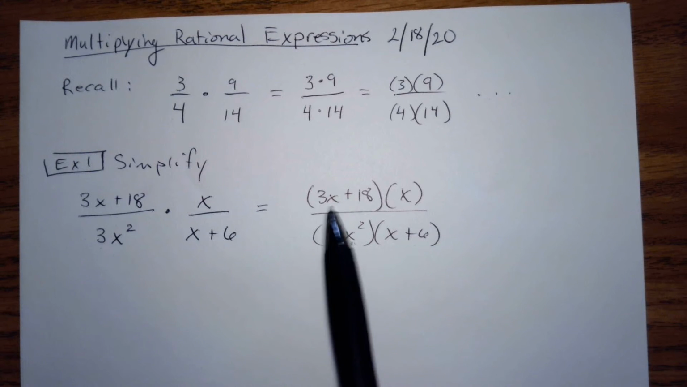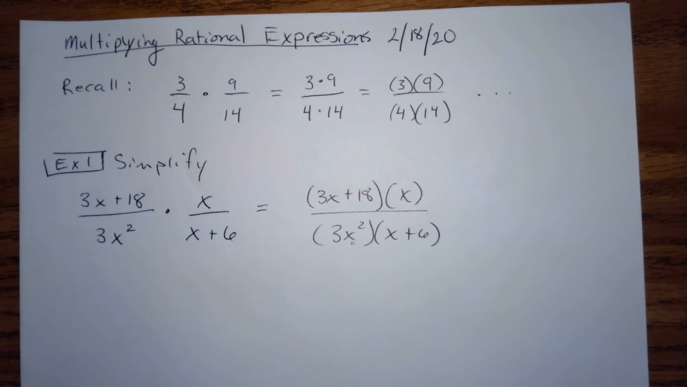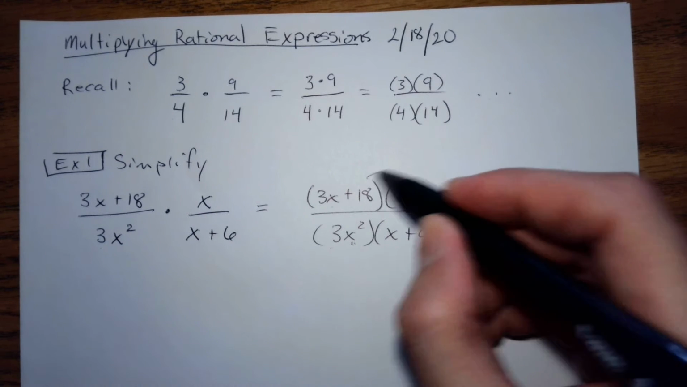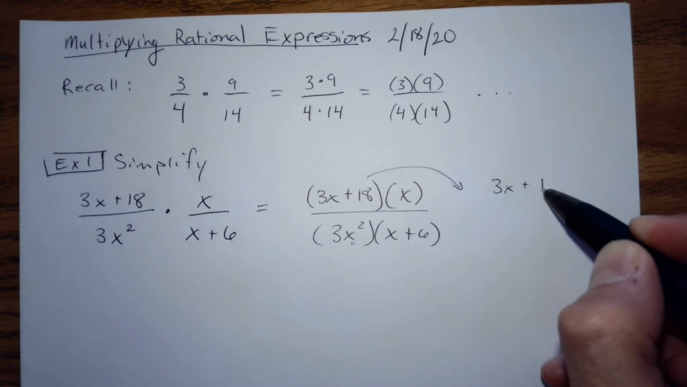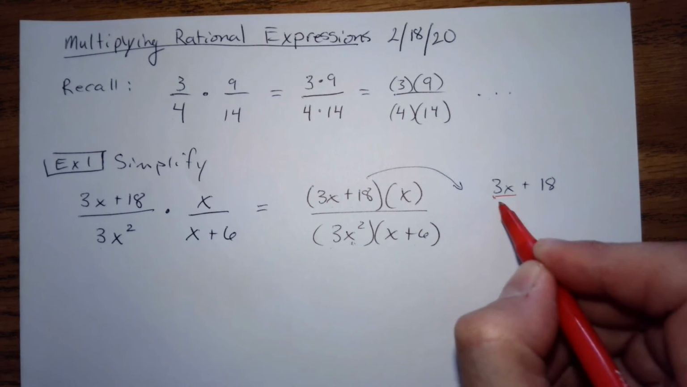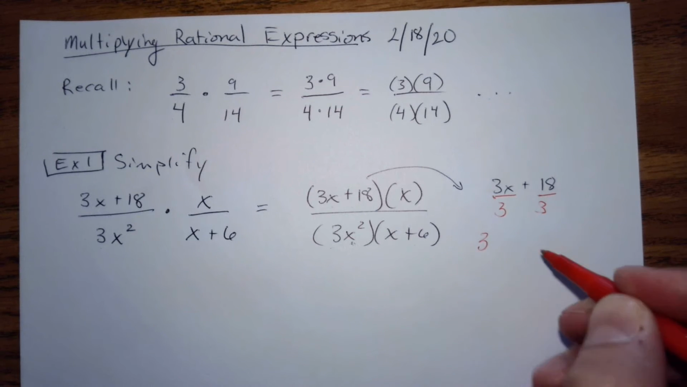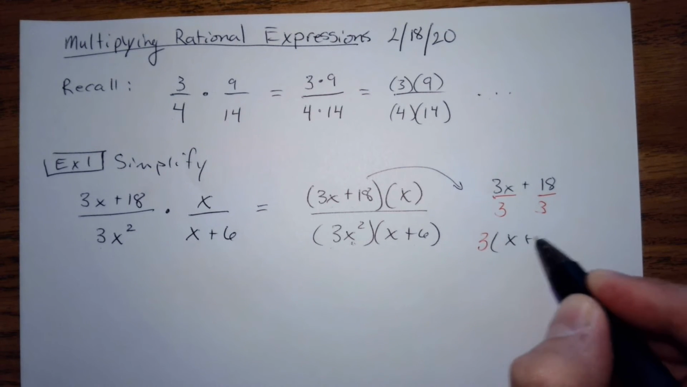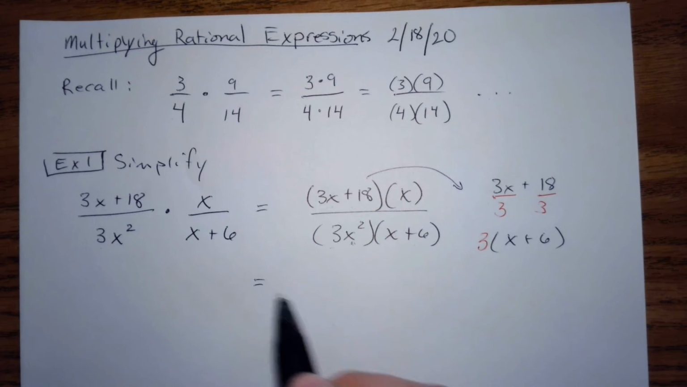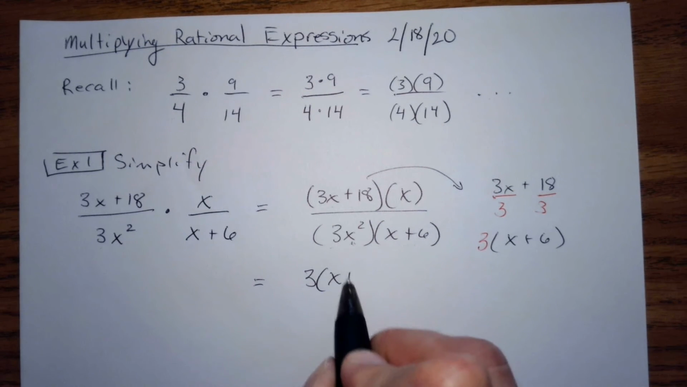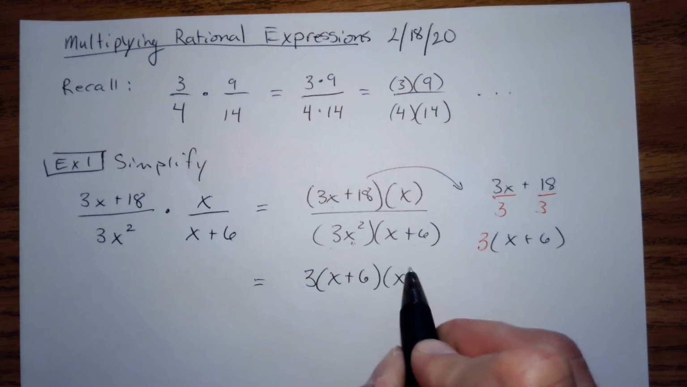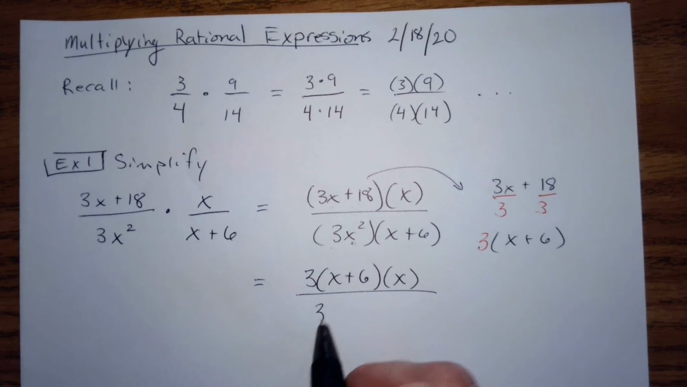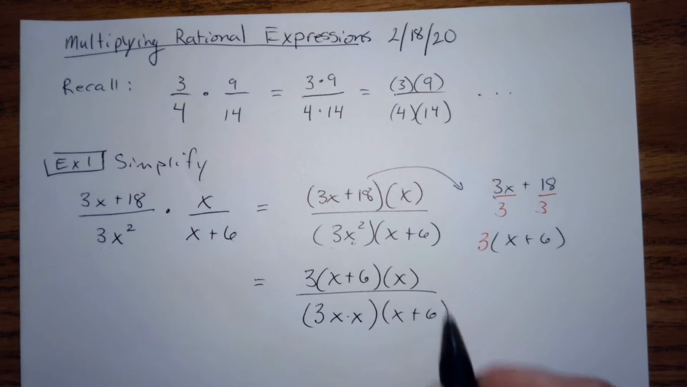But I can't factor anything out of the x plus 6. I can factor out stuff from the 3x plus 18. I can factor out a 3, yes? So on the side, I'm going to say 3x plus 18. Factor out a 3. And so I get 3 times x plus 6. So I have 3 times x plus 6, times x, over 3 times x times x, a little multiplication, times x plus 6.